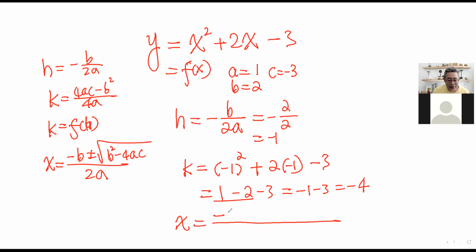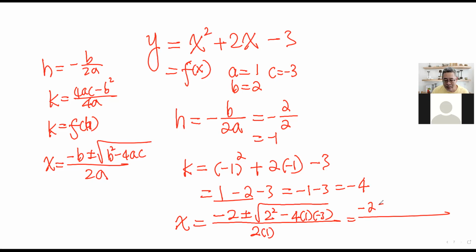Now we have minus b, which is -2, plus or minus the square root of b squared, which is 2 squared, minus 4ac, 4 times 1 times c, -3, over 2a, which is 2 times 1. So now we have -2 plus or minus the square root of 4, and negative times negative is positive, so it gives us 12. Then we have -2 plus or minus the square root of 16 over 2.